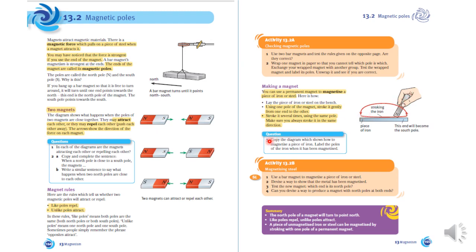So let's answer this question. Copy, then label the poles of the iron when it has been magnetized, like this one. So when we start rubbing on this point, and we end rubbing at that point, and we start with north, it will be north also. So this is N, north, and this is S, south. Please be careful about the summary, it's also important.